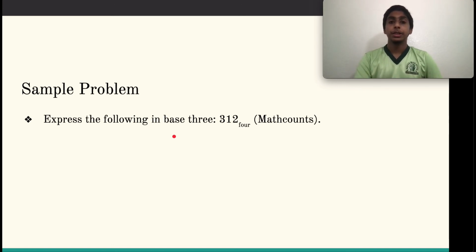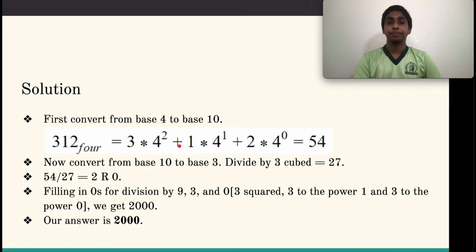Okay, so hopefully you solved the problem. Let's go over the answer. So first convert from base 4 to base 10, right? You have 312 base 4, so we're going to expand it. Here we have 3 digits, so the first thing we're going to multiply is 4 to the power 2. 3 times 4 to the power 2, plus 1 times 4 to the power 1, plus 2 times 4 to the power 0, and we get 54.